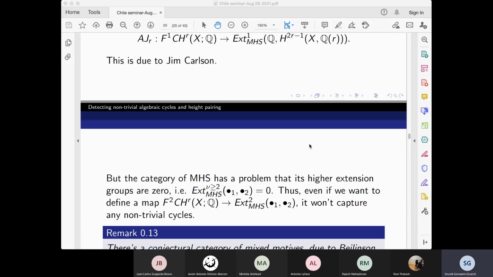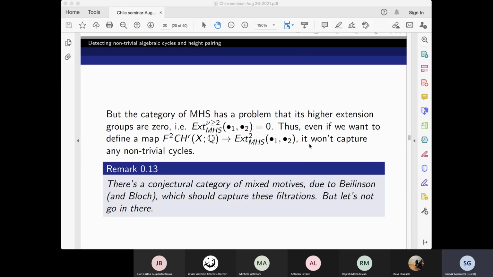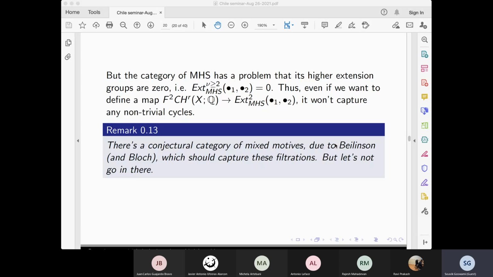But there is a problem. The category of mixed Hodge structures has this property, again a non-trivial property shown by Deligne, that the Ext groups vanish beyond 1. So Ext^2 onwards is 0. So even if we want to define a map from F2 to Ext^2, it won't give us anything. It will just give you back the whole group F2, since this is 0. So it won't capture non-trivial cycles inside F2.